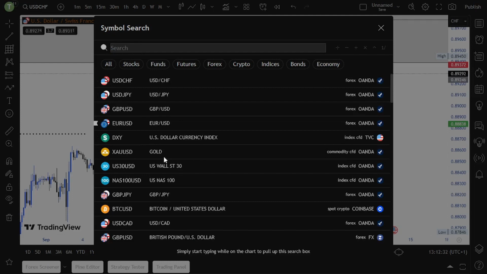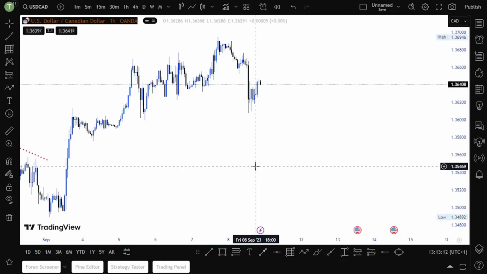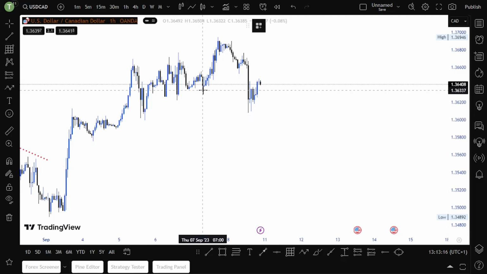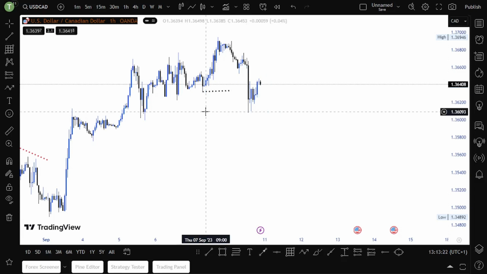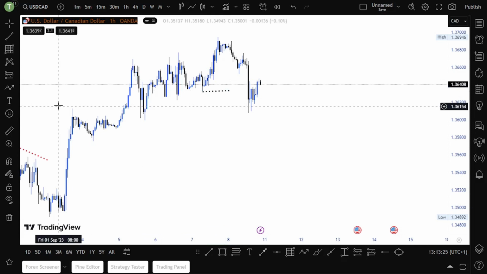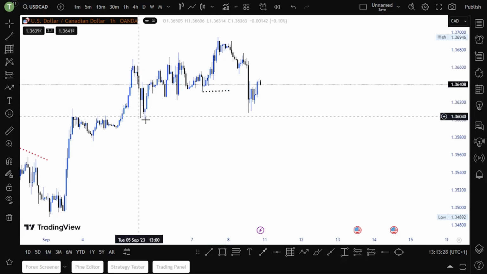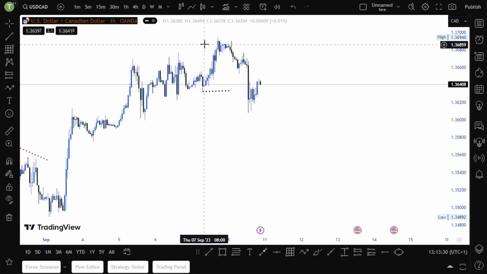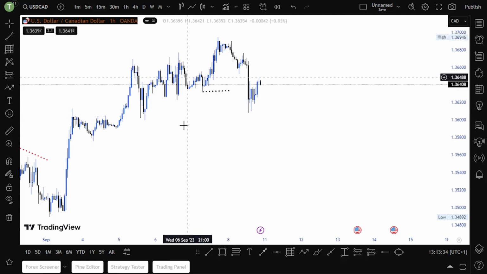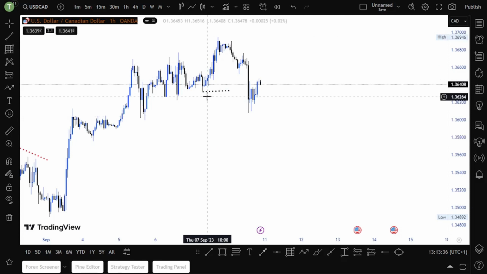Now let's look at USD CAD. Where is our change of character in this case? Price was already in an uptrend, guys, on H1. Here is our last low. The price was making higher high, higher low, higher high, higher low, again and again. This is our last higher high. So now price made a change of character here.